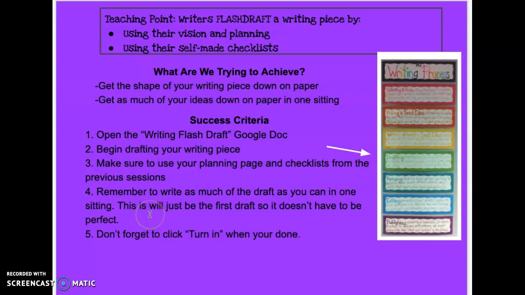Do I expect everyone to get all of it done? No. But I expect the bulk of your piece to be down on paper for your teachers to offer some constructive feedback. This will just be the first draft, so it doesn't have to be perfect. Just get those ideas down, okay? And don't forget to click Turn In when you're done.